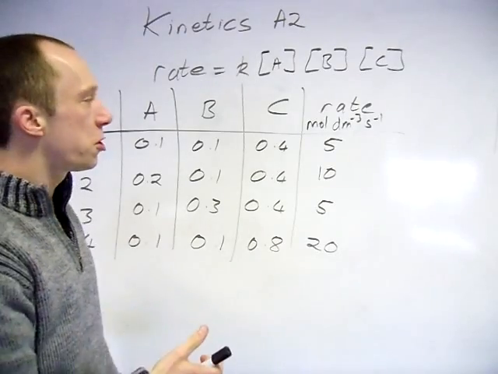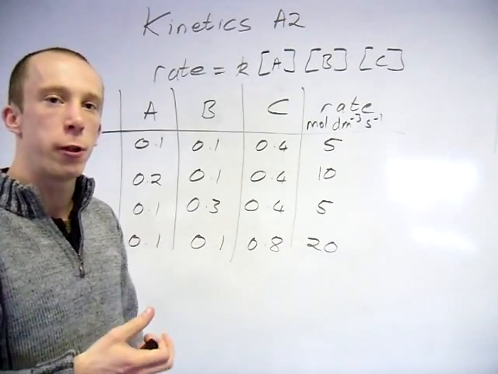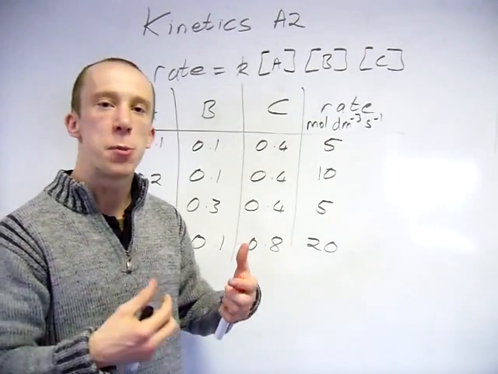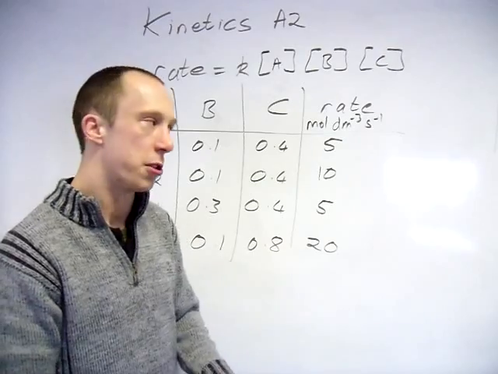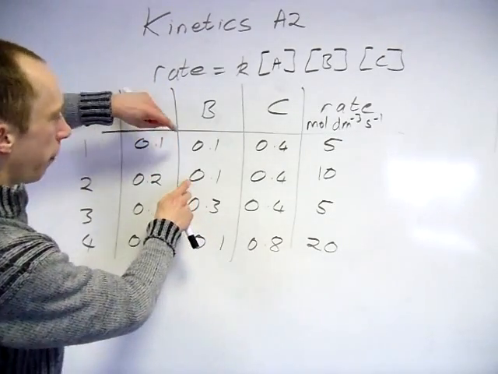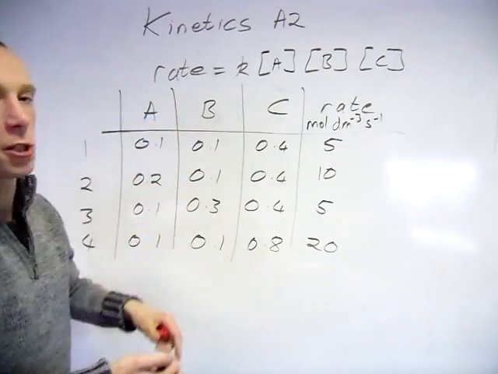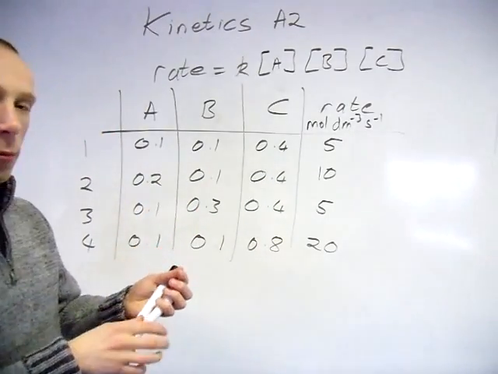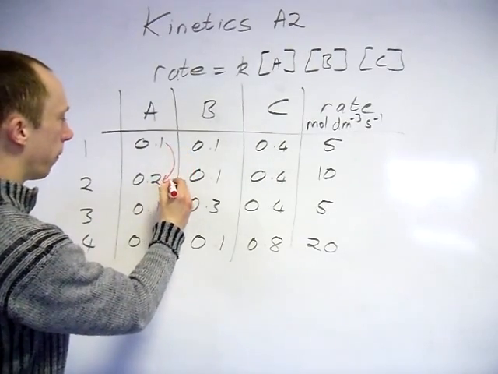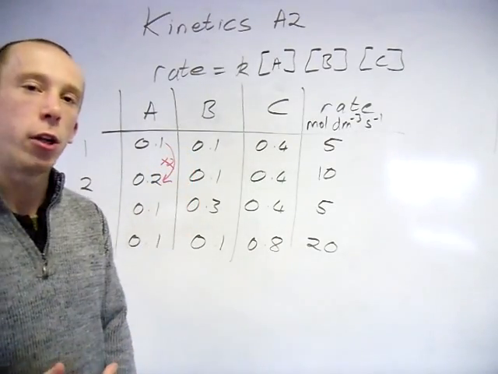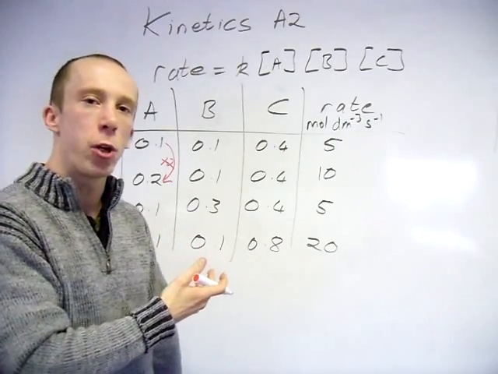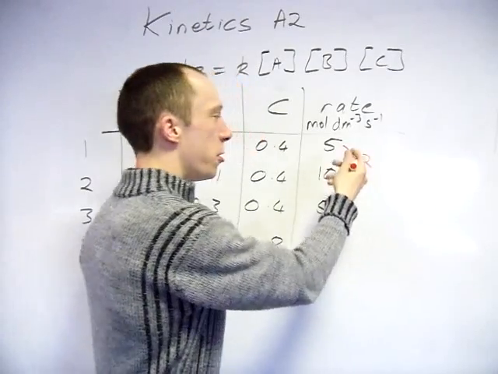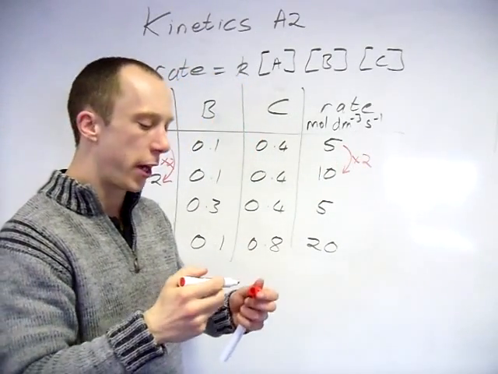What you need to look for is 2 lines where the concentration of only one reactant changes, because then whatever happens to the rate is purely because of that reactant. So if I compare these 2 lines, lines 1 and 2 for example, C remains constant, B remains constant, A doubles. So now I look at the rate to see what effect that doubling of the concentration of A had on the rate. We can see there that the rate doubled as well.